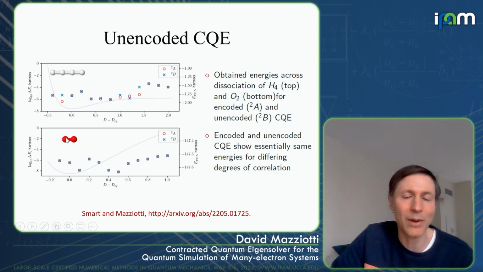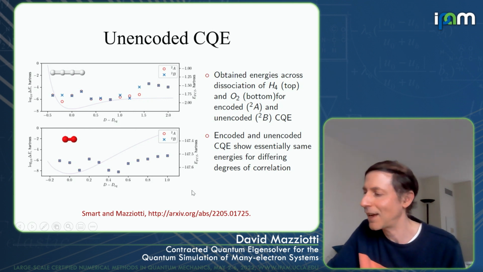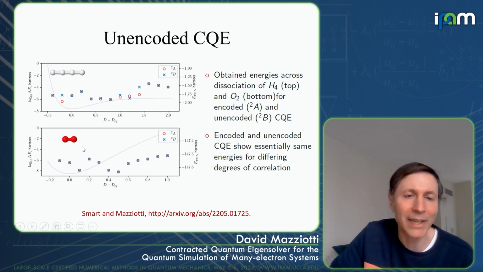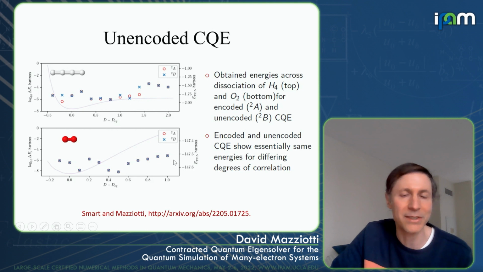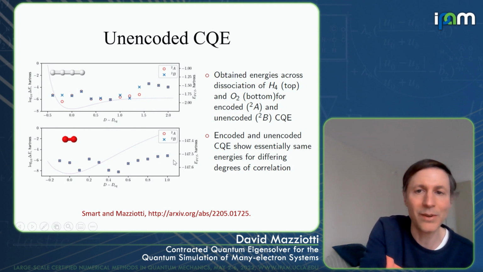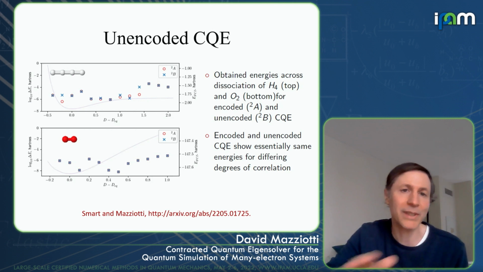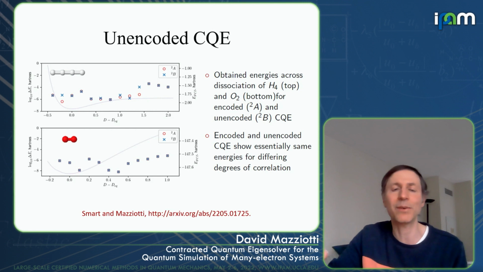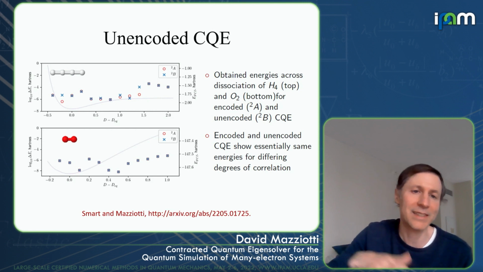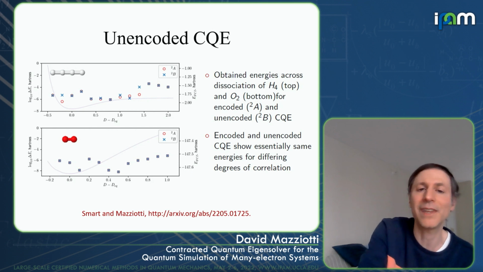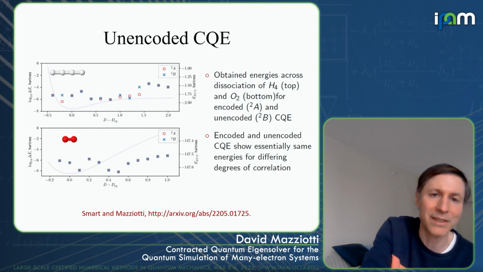Likewise, we can dissociate the O2 molecule, and as we dissociate the O2 molecule, you can see that we end up with accurate results across the potential energy surface as well. Okay, so essentially the same energies for differing degrees of correlation. We can get the correlation both at equilibrium as well as at the non-equilibrium regions, and it really doesn't matter whether we use the encoding or the unencoding, but using the unencoded wave functions can, in principle, provide significant computational speedups.